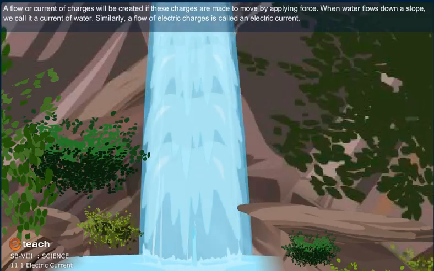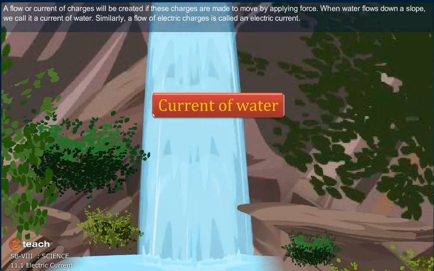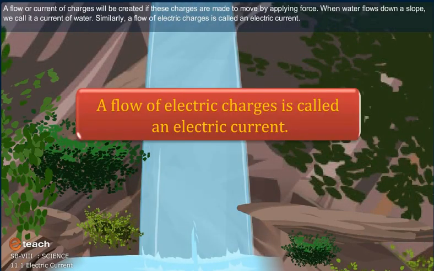A flow or current of charges will be created if these charges are made to move by applying force. When water flows down a slope, we call it a current of water. Similarly, a flow of electric charges is called an electric current.